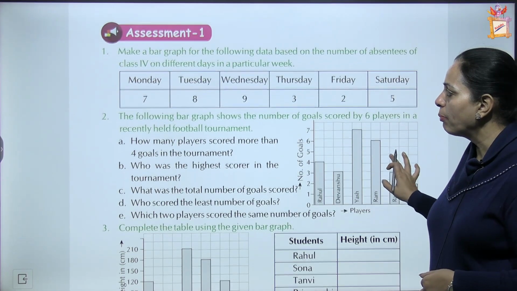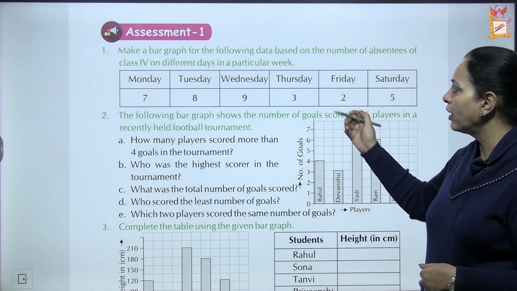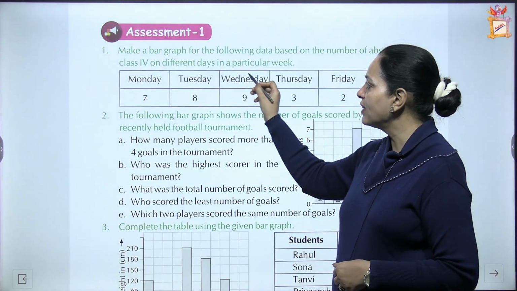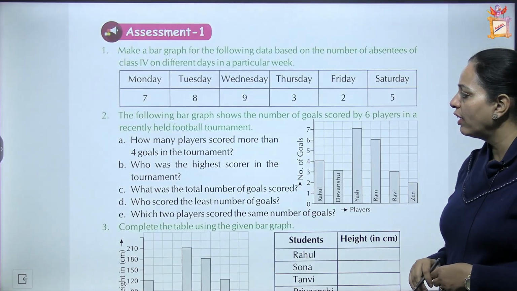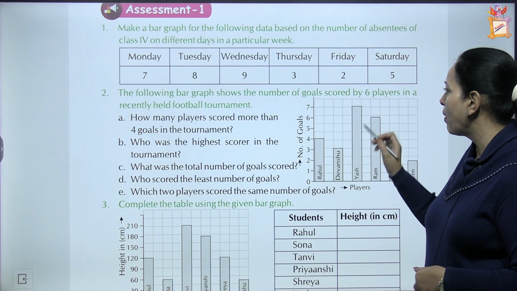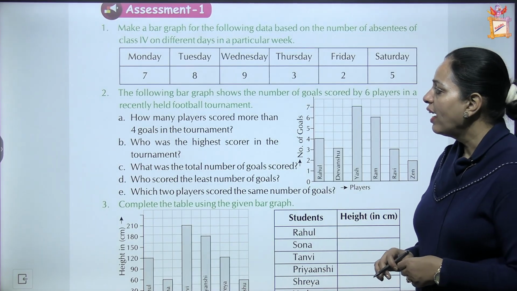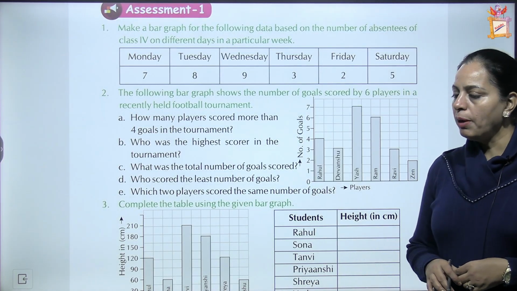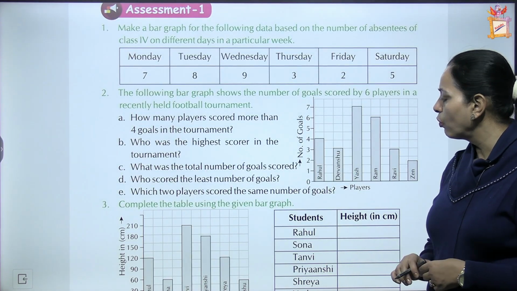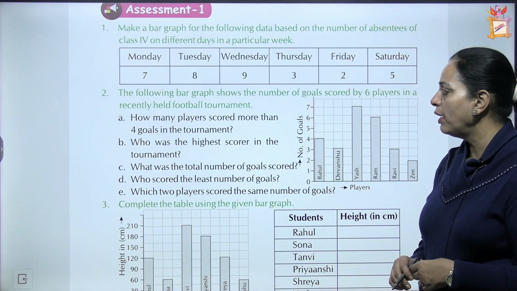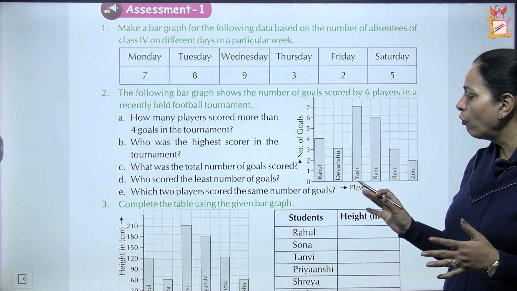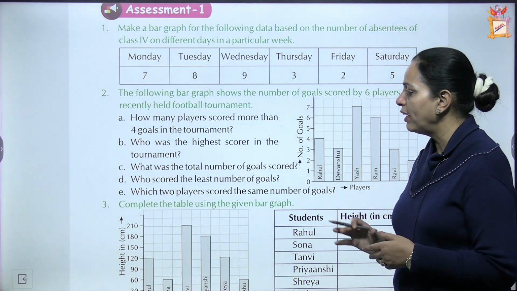Assessment 1. Question number 1. Make a bar graph for the following data based on the number of absentees of class 4th on different days in a particular week. So you can try this one. And the second question, this bar graph shows the number of goals scored by 6 players in a recently held football tournament. So A part, see the bar graph, here players and here number of goals. So A part, how many players scored more than 4 goals in that tournament? So 4 goals से ज़्यादा कितने players ने किया?